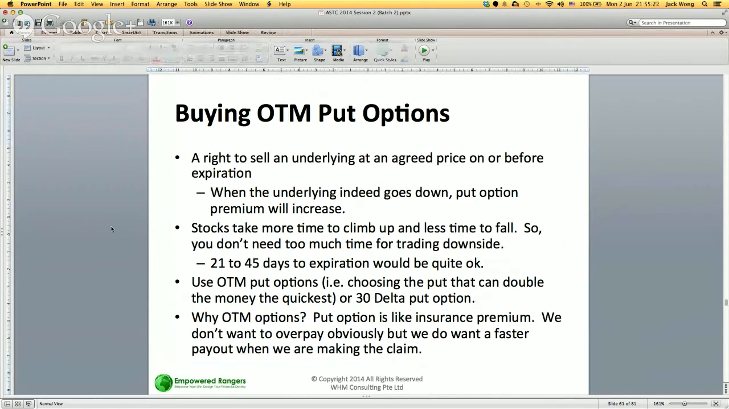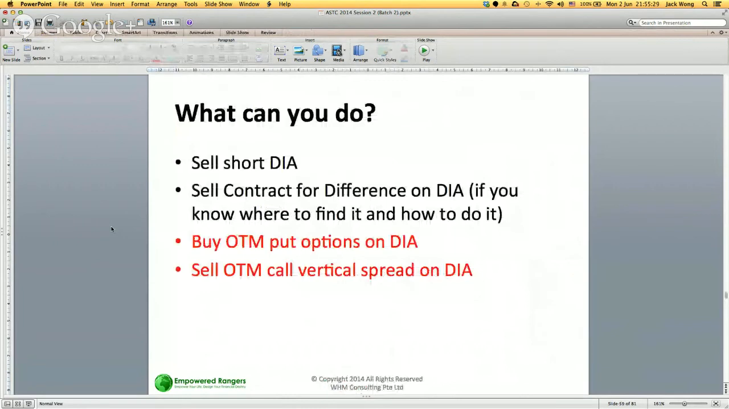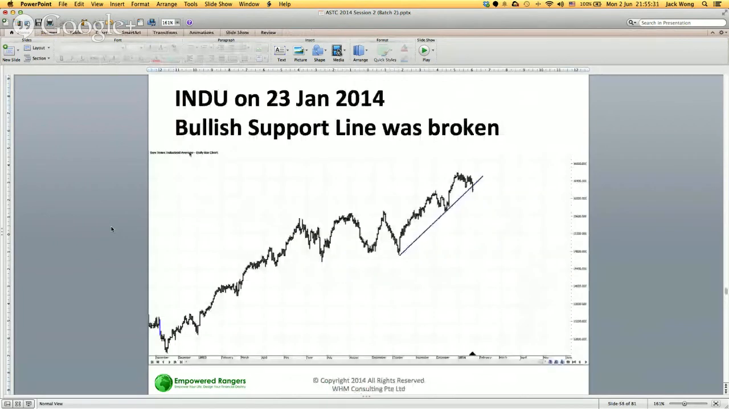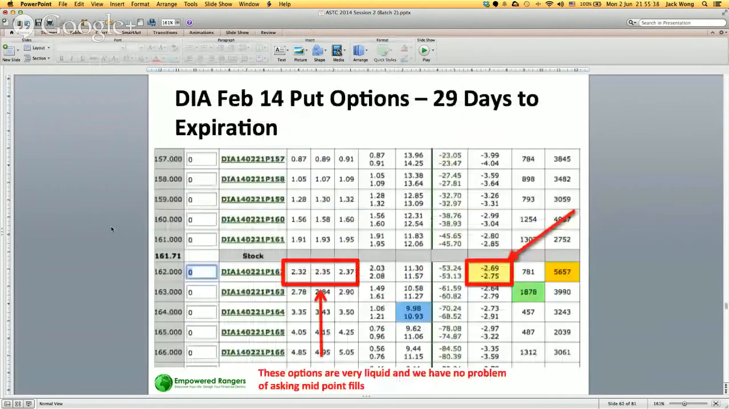Okay. So you can look at the Feb 14 based on this scenario, 23rd of Jan 2014. When you have the PowerPoint slides, just go through the case study. If you don't understand, let me know. So I picked the option that gives me the fastest double. You can see that is one way of doing things. The second way, of course, is you may want to just pick a delta of 30 option, so that you can actually pick a 159 put option too. Either way is okay, because your objective is you just expect the market will drop.